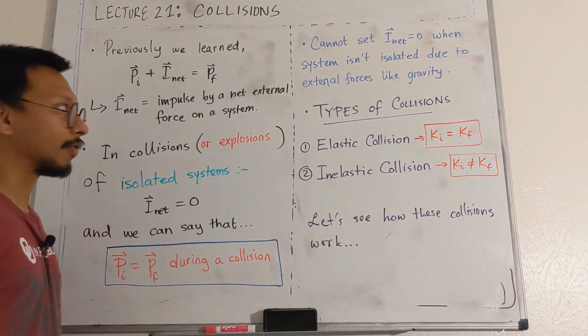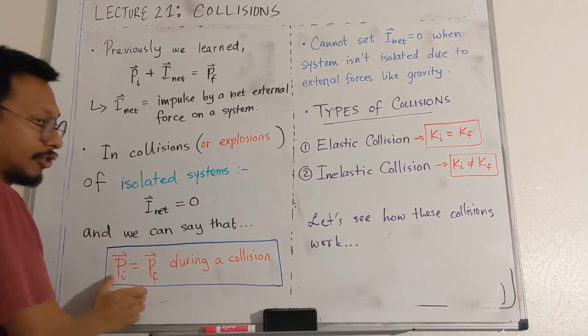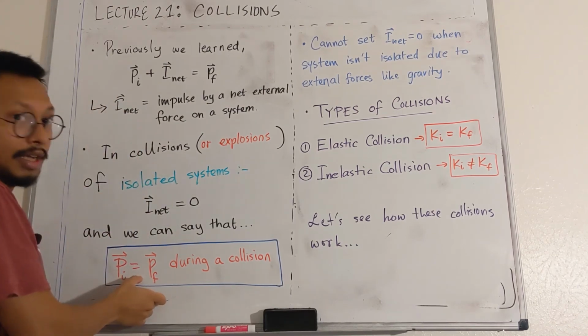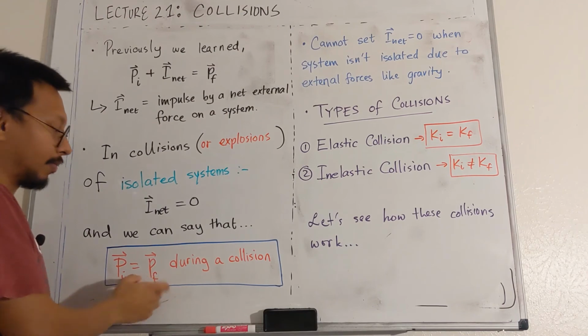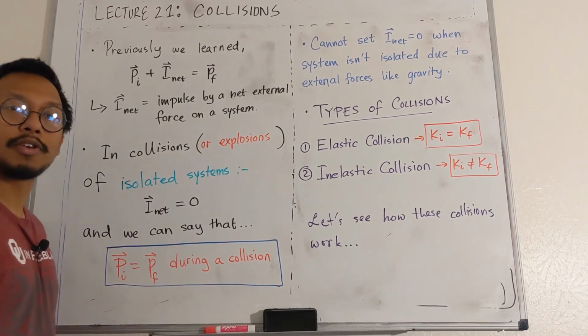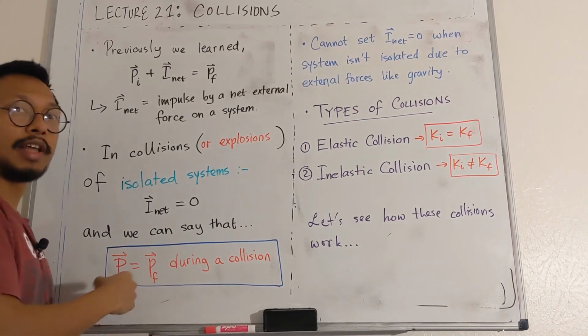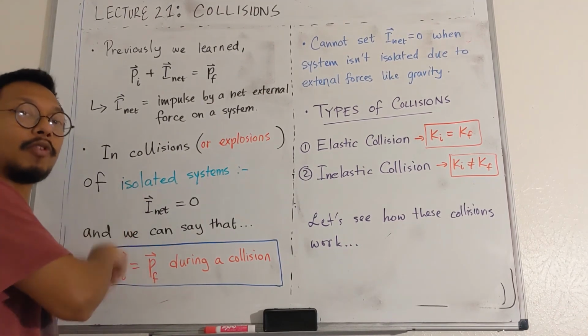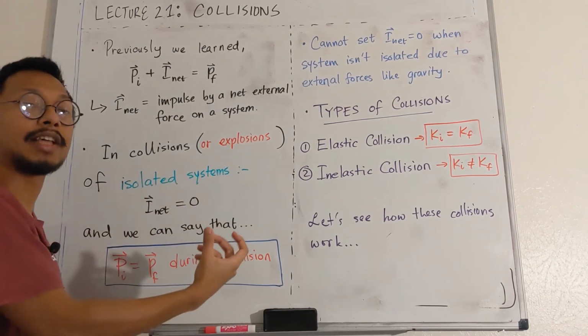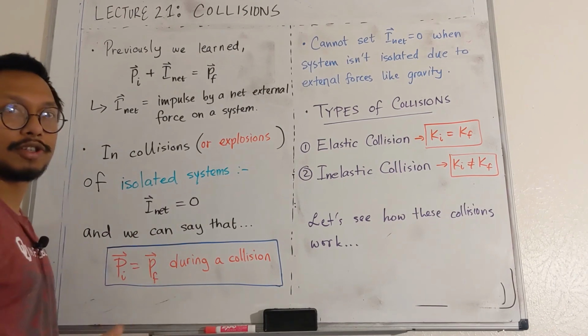What is the consequence of doing that? If we set I net to zero, we have the initial momentum equal to the final momentum during a collision. So what does this mean? This means a conservation law. So momentum is conserved, that is, it is the same as it was before the collision and it is the same as after the collision, saying that momentum is conserved in any collision.